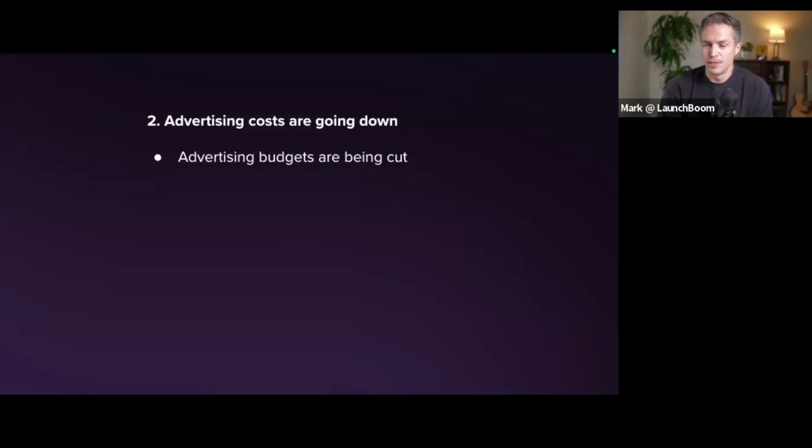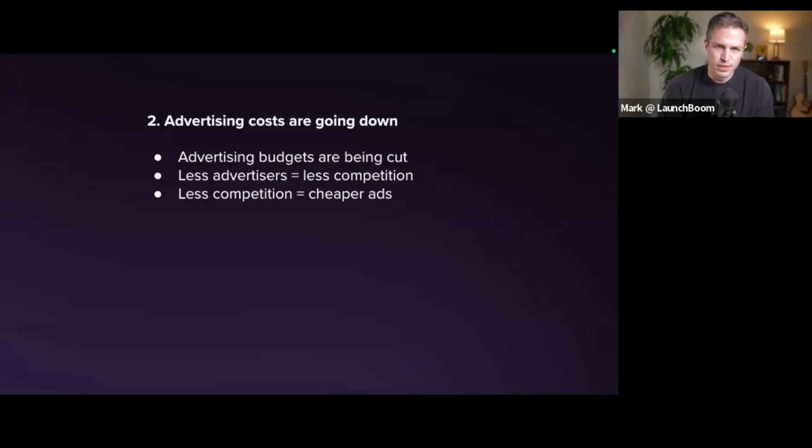So advertising budgets are being cut. You have big companies going into risk management mode. What that means is that they're cutting budgets, and advertising is one of them. Less advertisers equals less competition. Less competition equals cheaper ads. That is a bit of an oversimplification, but it's basically the main way that ads work.